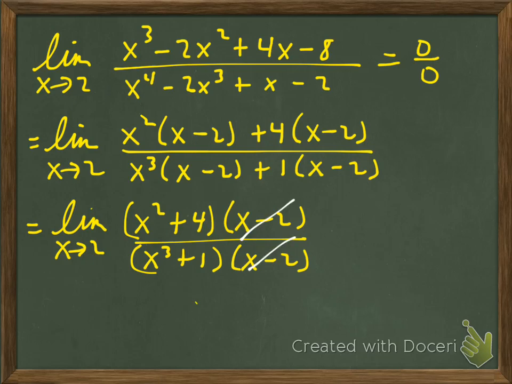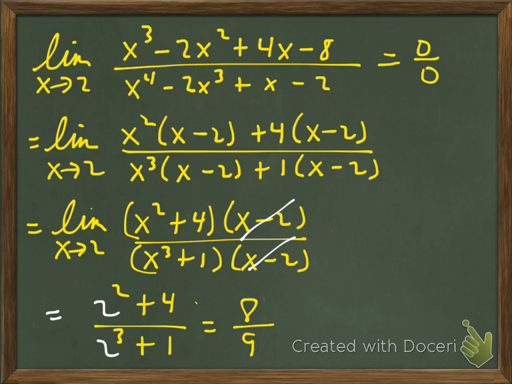Well, obviously here the x minus 2's cancel, and what we get is 2 squared plus 4 over 2 cubed plus 1. Okay, 2 squared is 4, 4 plus 4 is 8, 2 cubed is 8, plus 1 is 9. I didn't write that 8 very well. 8 over 9 is your answer. That's your limit. Alright, it's kind of a pain. I won't assign more than one of those.